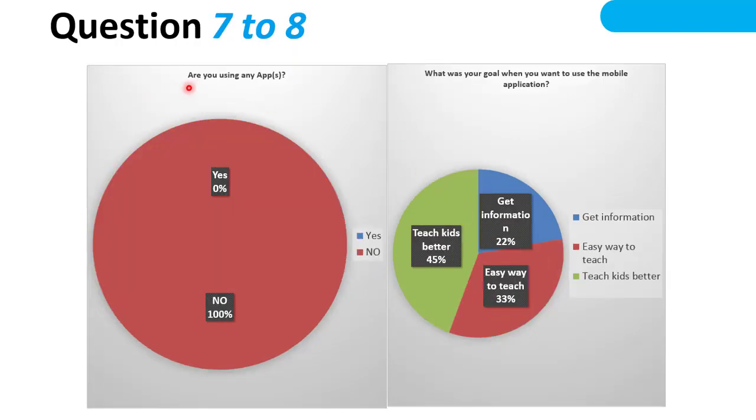So the question was, are you using this application? They said no, we are not currently using the teaching kids application. Next question was, what was your goal when you want to use the mobile application? Some said get information, some said an easy way to teach, and some said teach kids better. So teach kids better was 45%, get information 22%, easy way to teach the kids 33%.